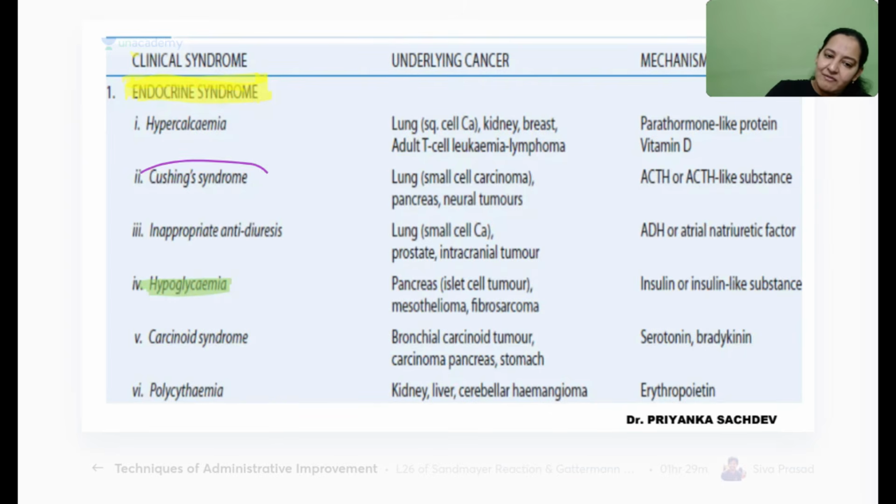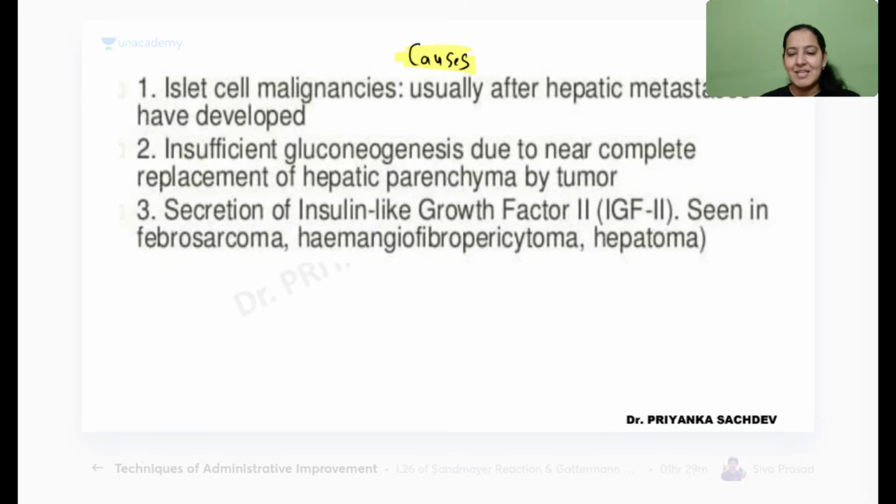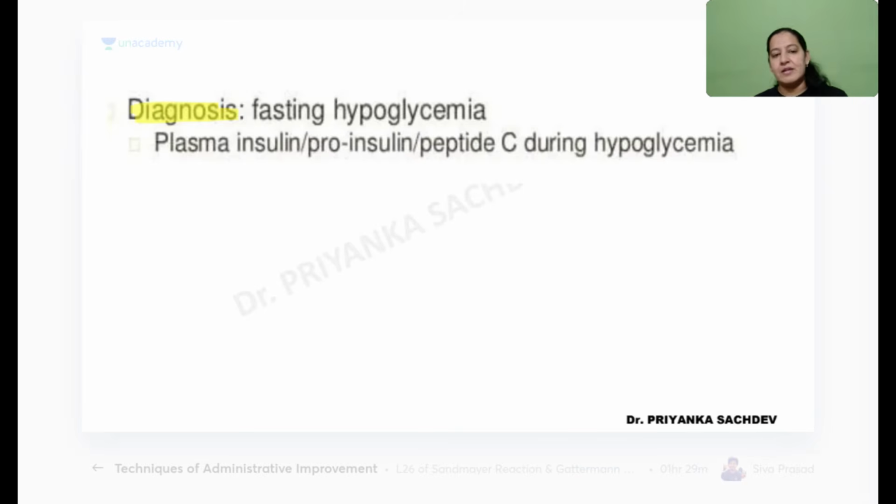So second, we have done with Cushing syndrome, we are done with SIADH. Coming to the third, hypoglycemia. In which tumors does hypoglycemia occur? Tumor of pancreas. In the pancreas there are islet cells. You know islet cells. Two things are there in the pancreas: acini, which secrete enzymes, and islet cells, which secrete hormones. Islet cells have 4 cells: alpha, beta, delta, and PP. So beta cells secrete insulin. So islet cell malignancy is present with it.